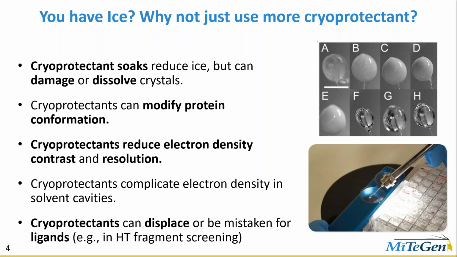Cryoprotectants also complicate the electron density in your solvent cavities, and they can displace weakly bound ligands or else be mistaken for ligands. And this is a particular problem if you're, for example, doing something like high throughput fragment screening.